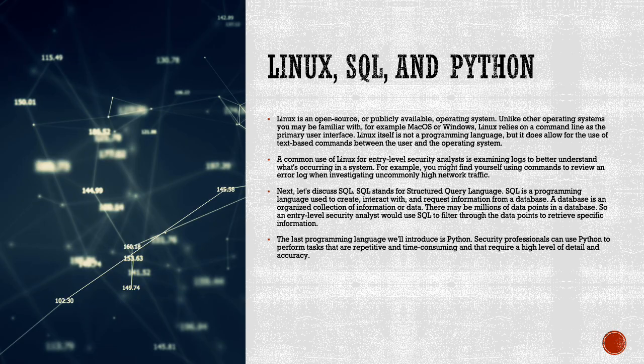So Linux, of course, is an open source, publicly available operating system. Unlike other operating systems such as Mac OS or Windows, Linux relies on a command line as its primary user interface. And of course, there are graphical user interfaces for Linux too, but mainly it's a CLI or command line interface. It's not a programming language, it's the operating system, right? So it's used as text-based commands between the user and the operating system.